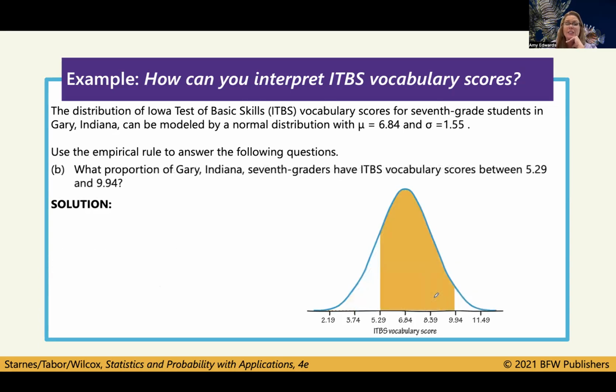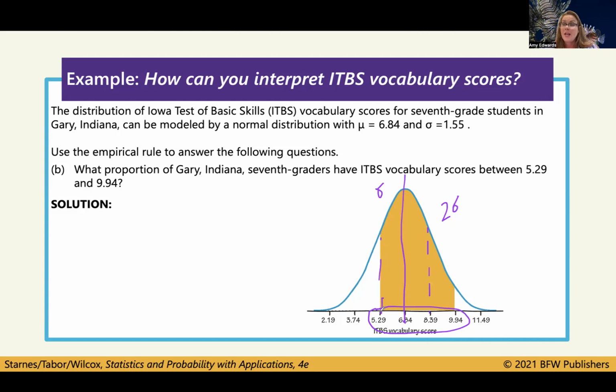Okay, now let's look at B. Somebody's coming back and saying, now I want to know how many students were between 5.29 and 9.94. Well, I immediately notice, and I like to draw this in, here's my mean. My sides aren't symmetrical. The left side is 1 standard deviation away. So here I'm 1 standard deviation away, but this side is how many? It's 2. 1, 2. See, here's 1. So I got 1, 2, and here's just 1.